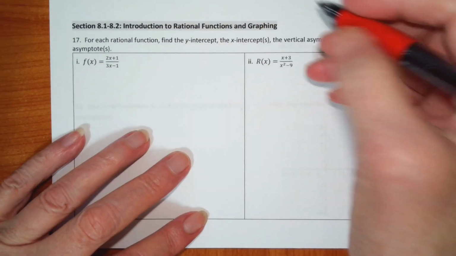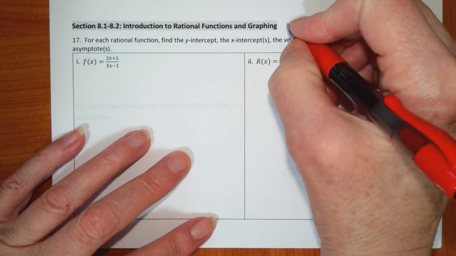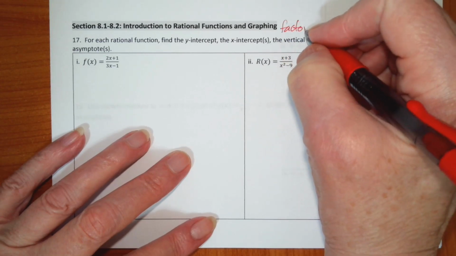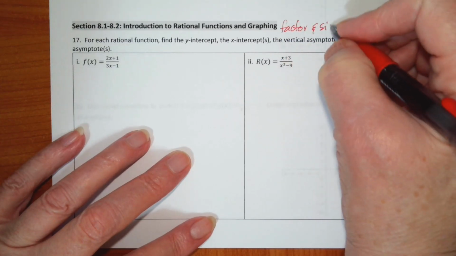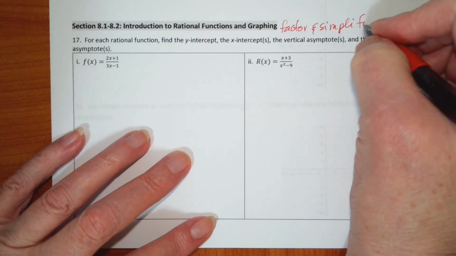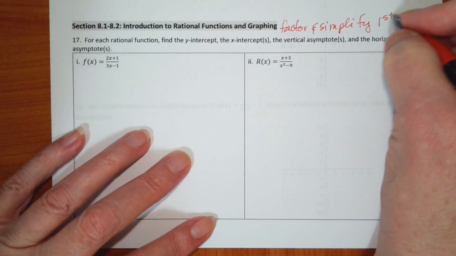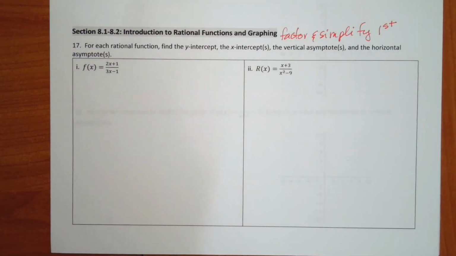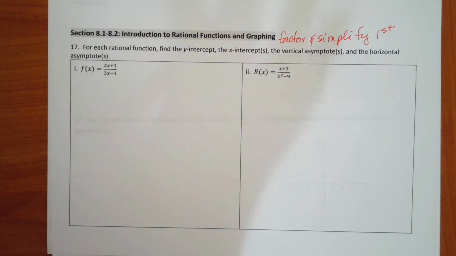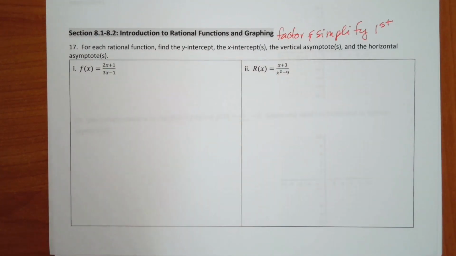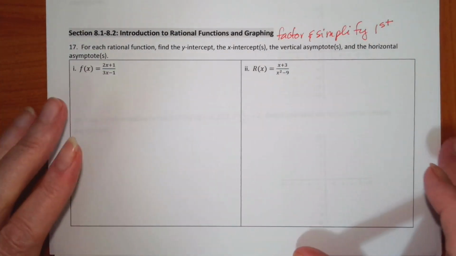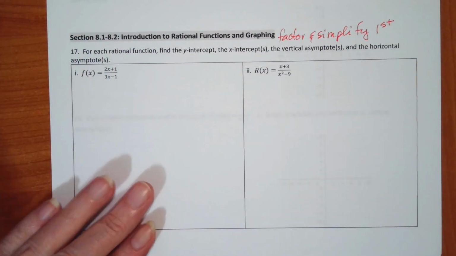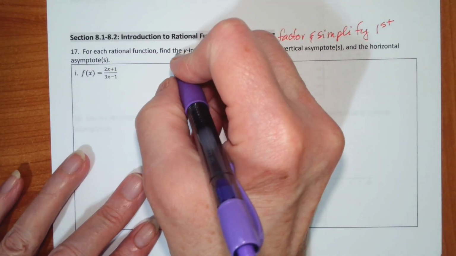One word of warning. You want to factor and simplify first, because you may have common factors in the numerator and denominator, and all of this only applies to the simplified form. Okay, so to find the y-intercept, you find f of 0.